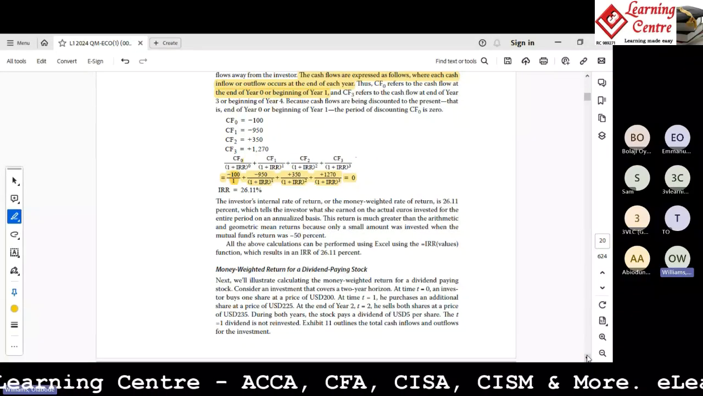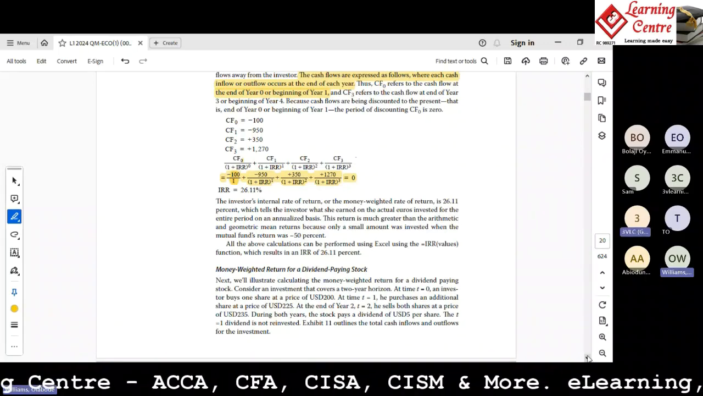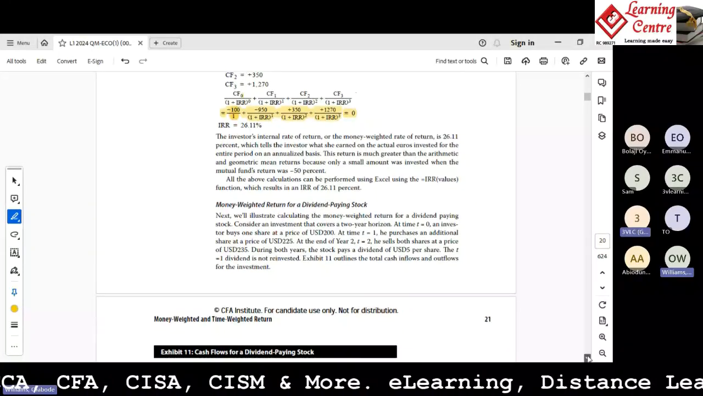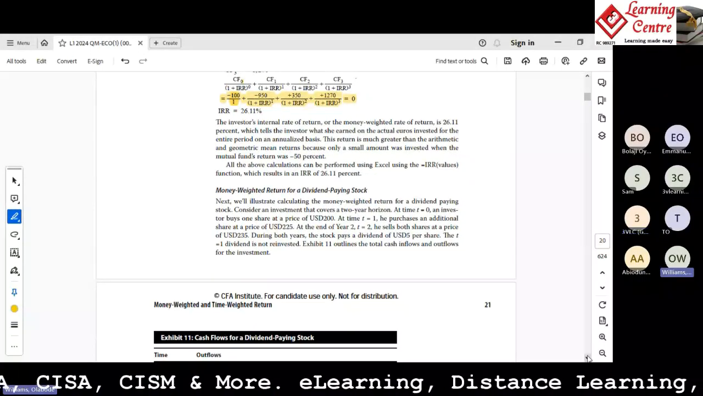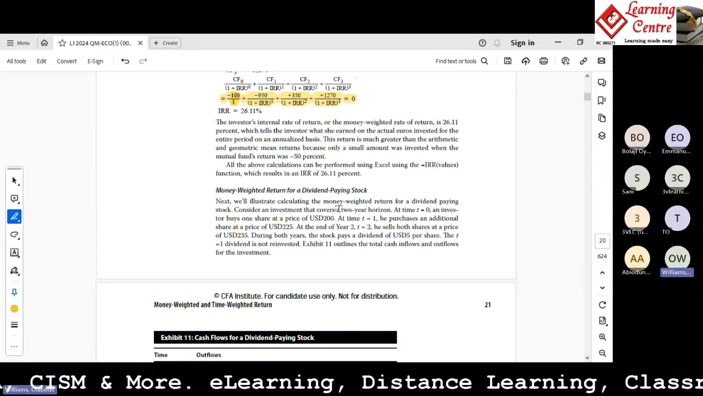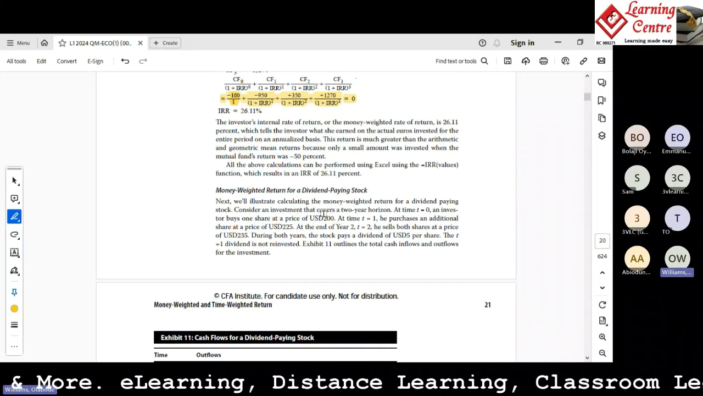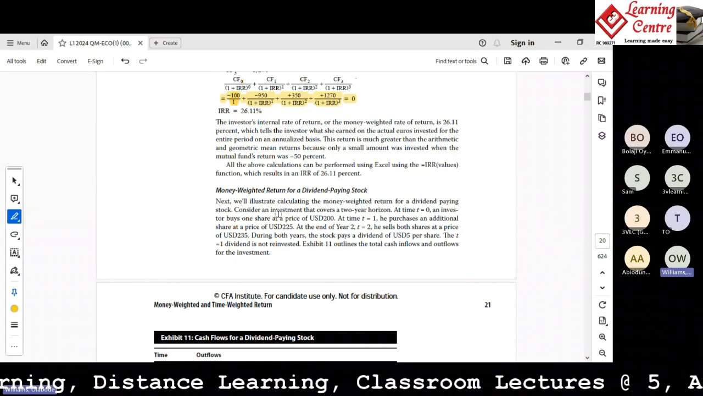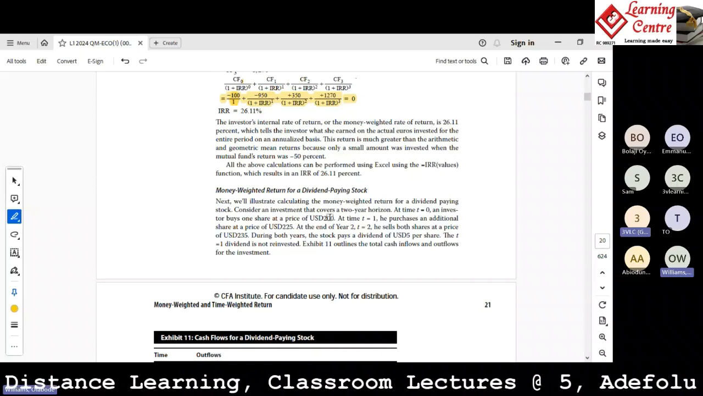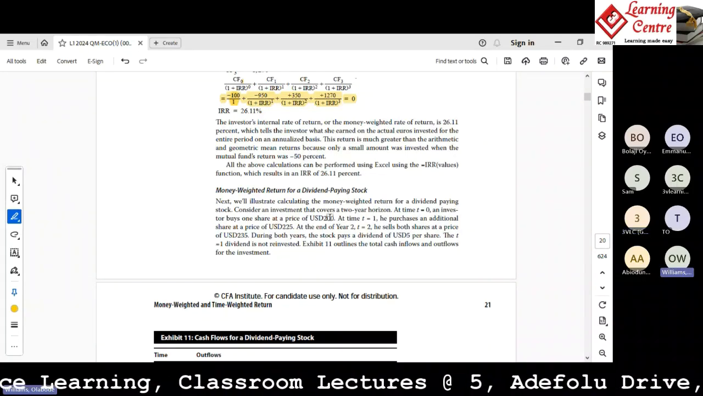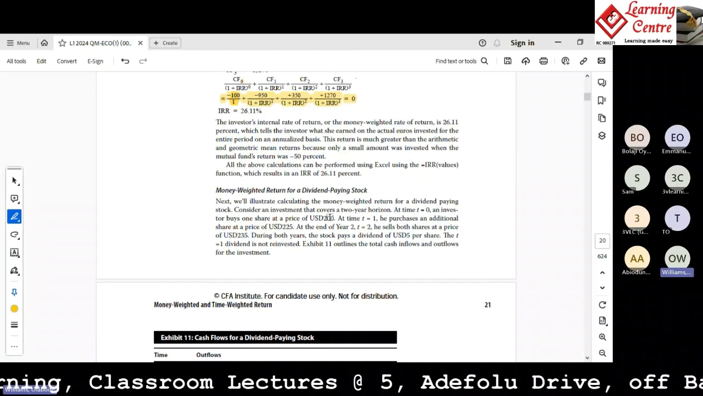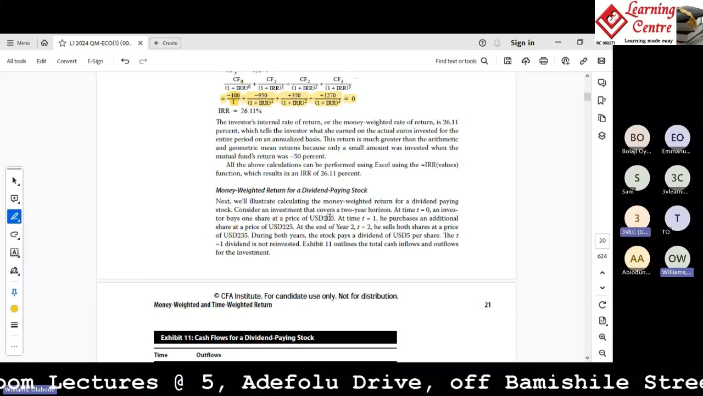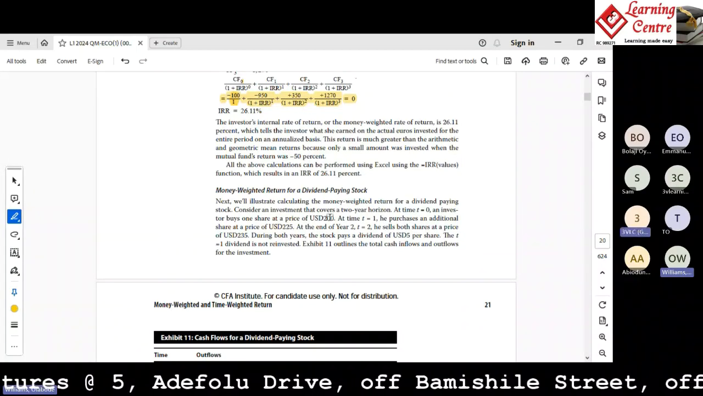Now let's go to this question. This is perhaps a way to introduce a little bit of complexity, but it's not difficult, and we will see how that works. Now, this is an example of a dividend-paying stock. Consider an investment that covers a 2-year horizon. At time t equals 0, an investor buys 1 share at a price of 200. They've made it easier by telling you t equals 0, the time at which the initial investment was made, so you know that is CF0.